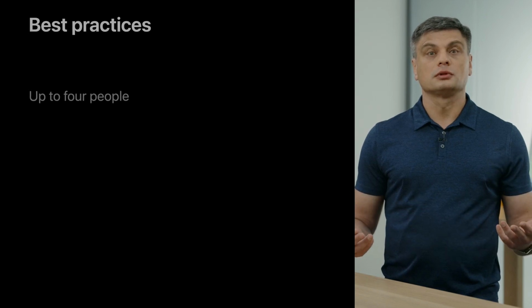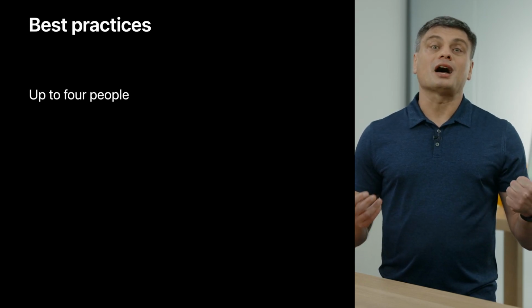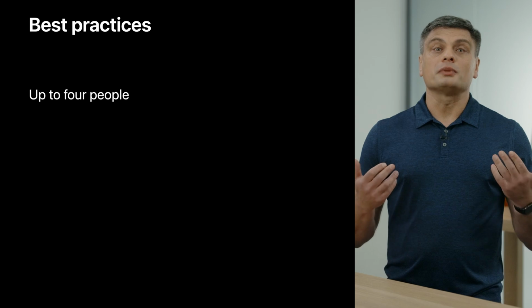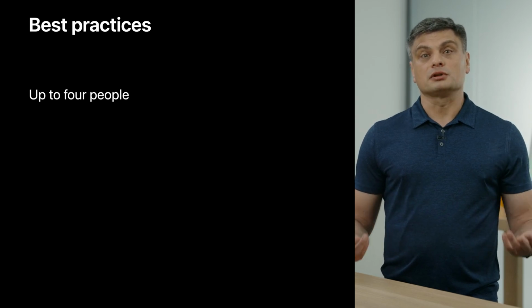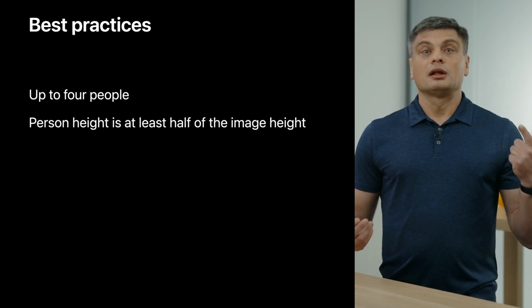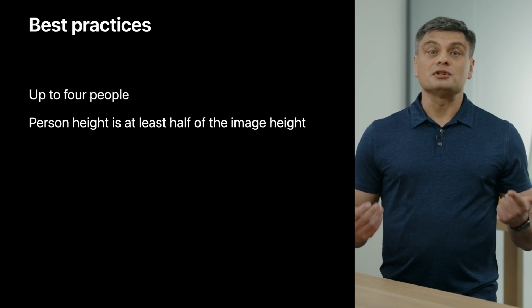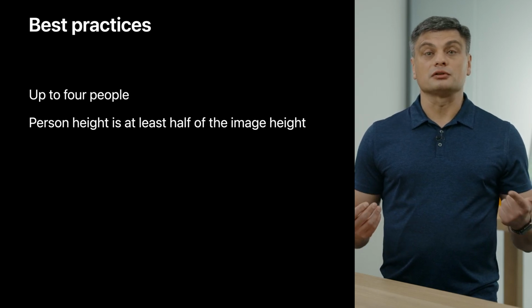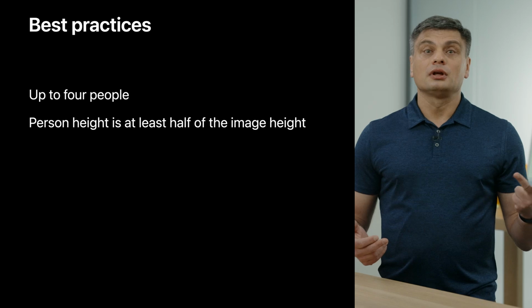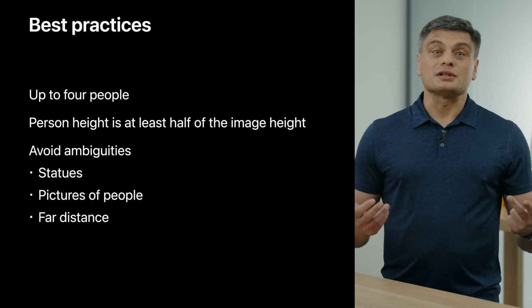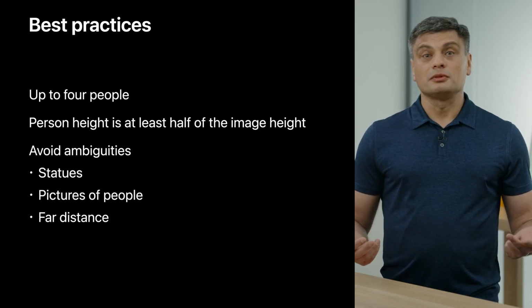As with any algorithm, person segmentation has its best practices, or, in other words, the set of conditions where it works best. If you're planning to use the person segmentation feature, your app will perform better if you try to follow these rules. First, you should try to segment up to 4 people in the scene, where all people are mostly visible, maybe with natural occlusions. Second, the height of each person should be at least half of the image height, ideally with good contrast compared to the background. And third, we also recommend you avoid ambiguities like statues, pictures of people, and people at a far distance.